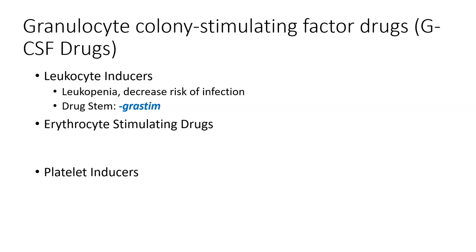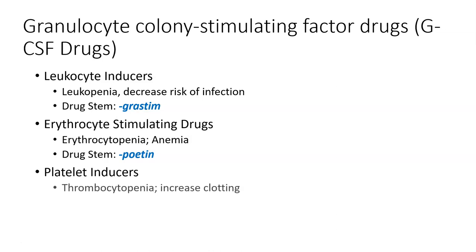Your erythrocyte stimulating drugs are going to be used for erythrocytopenia, or if somebody has anemia. So we're going to use that to increase red blood cells. Anemia, we discussed with the cardiovascular unit. That's when there's not enough oxygen. The blood's not able to carry enough oxygen. Part of the reason here would be there's not enough red blood cells, because we've affected the production of red blood cells by using chemotherapy drugs. So we want to increase the production of erythrocytes or red blood cells, and now we can carry more oxygen. And that's how it's going to treat the anemia. These drugs, erythropoietin, have the drug stem of poietin.